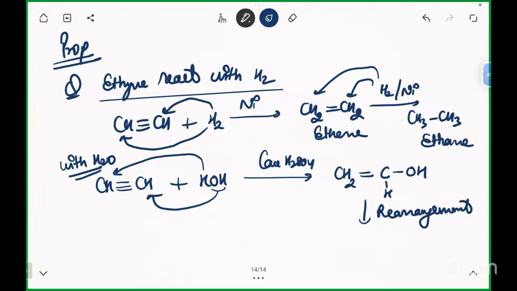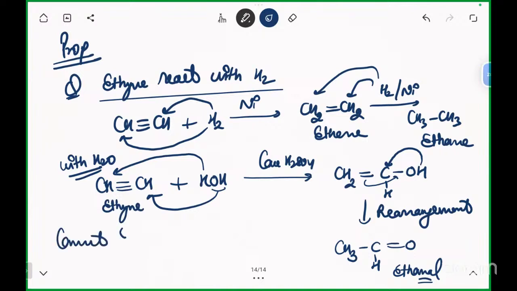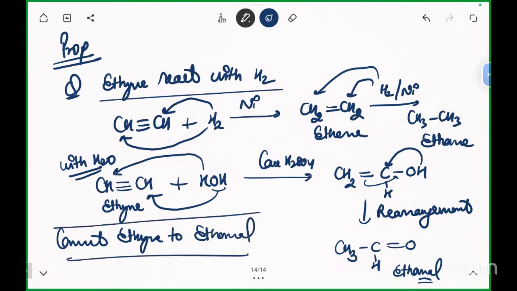This type of question can easily be asked. This is very important just because a rearrangement reaction is occurring. The hydrogen will shift to this particular carbon and this double bond will shift here. So it will be CH3 C double bond O along with H. This is what will form ethanol. So the question can be asked like convert ethyne to ethanol. The same method can easily be used, so the conversion can be asked by this method.